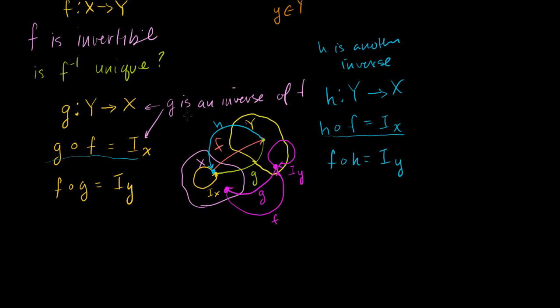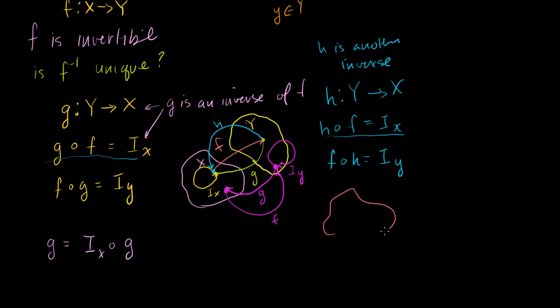So let's go back to the question of whether g is unique. Can we have two different inverse functions, g and h? So let's start with g. Remember, g is just a mapping from y to x. So this is going to be equal to, this is the same thing as the composition of the identity function over x with g.